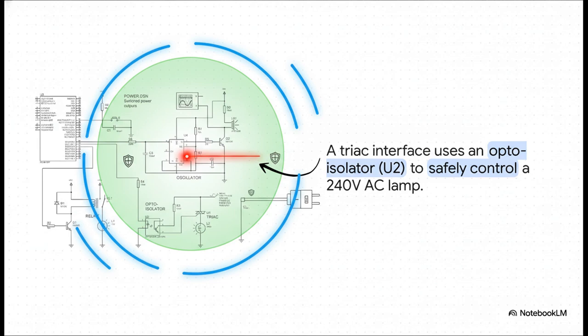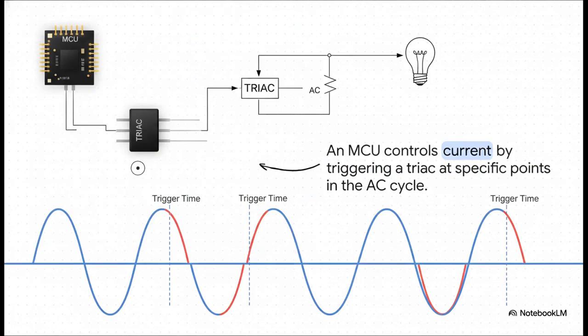The secret is that chip, U2, the opto-isolator. Inside that chip, a tiny LED on the microcontroller's side shines a beam of light across a physical air gap to a light sensor on the high-voltage side. There's literally no electrical connection. It's a bridge made of light. This isolation is absolutely critical to protect the low-voltage electronics and, more importantly, to protect you from that dangerous mains voltage.